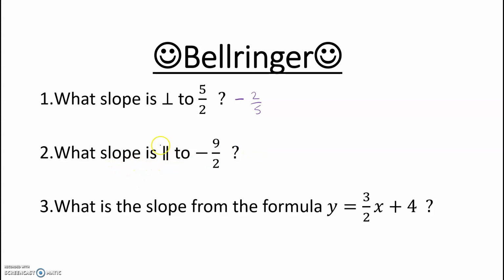Number 2 says what slope is parallel. Remember parallel, same slope, so -9/2, same slope. And what is the slope from the formula? y equals mx plus b. Remember, m is your slope, so 3/2.